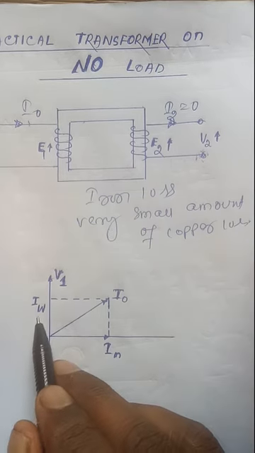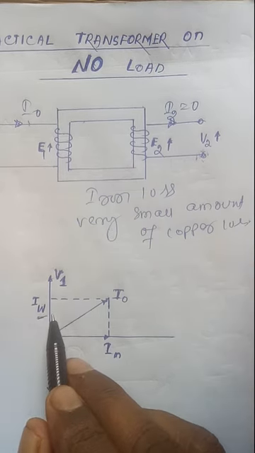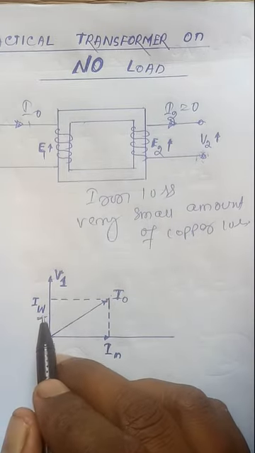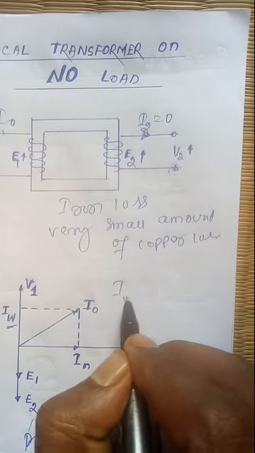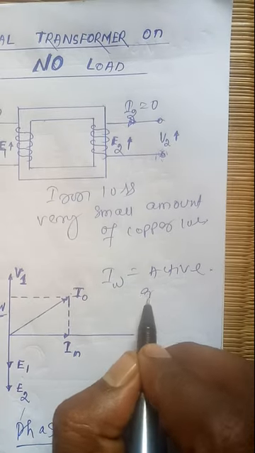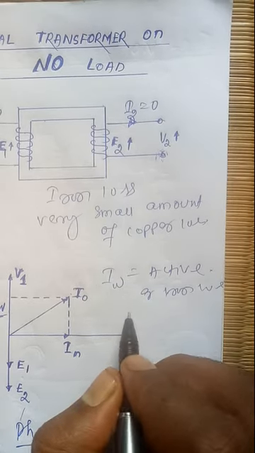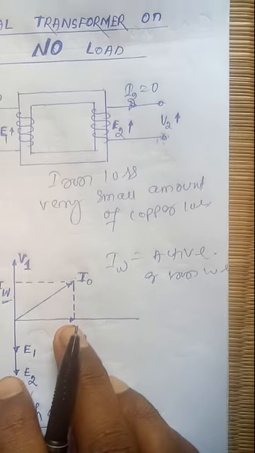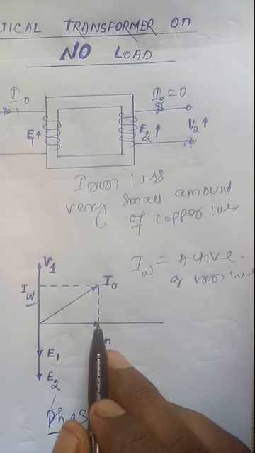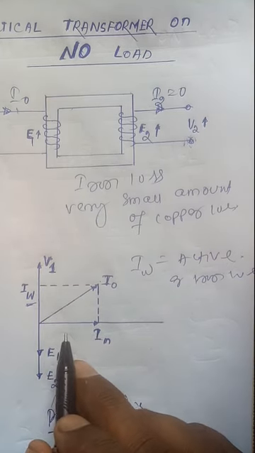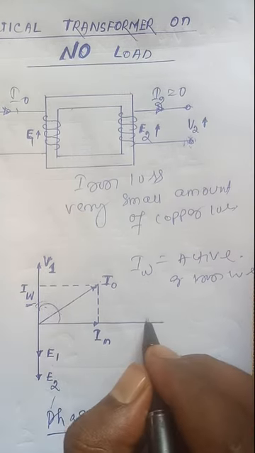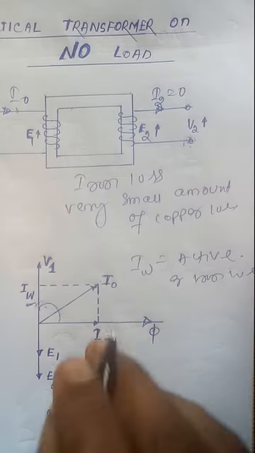This IW is known as the active or working or iron loss component. And IM is your magnetizing current. This magnetizing current lags V1 by an angle of 90 degrees and is in phase with phi. This one is your phi. This flux is taken as a reference.